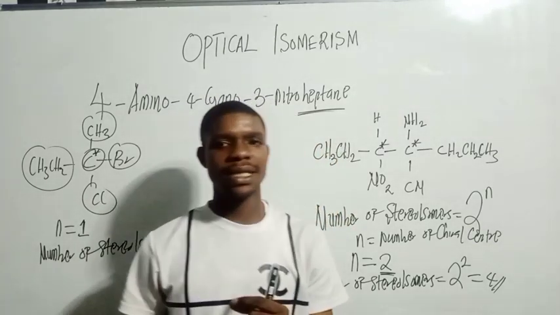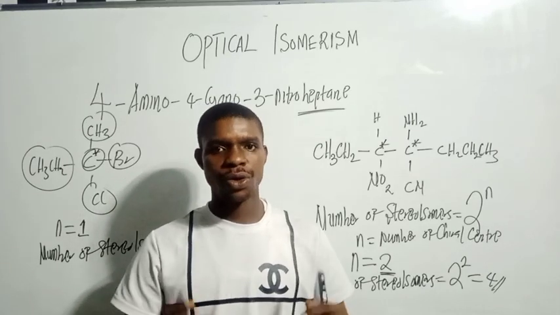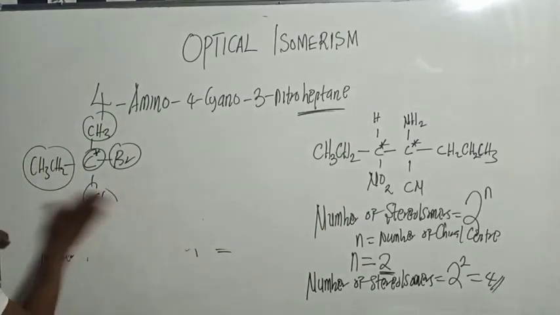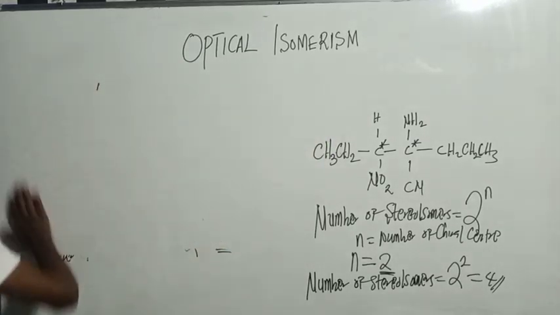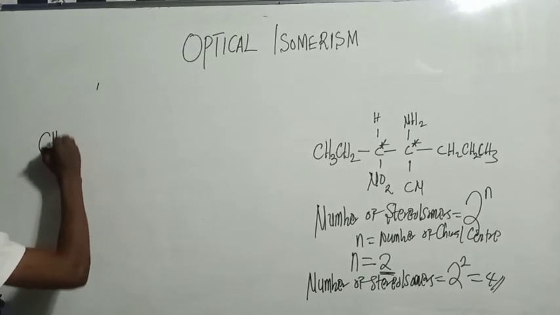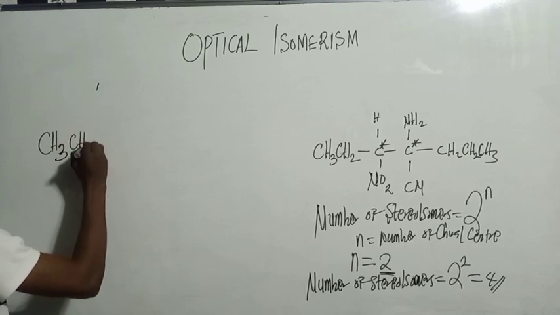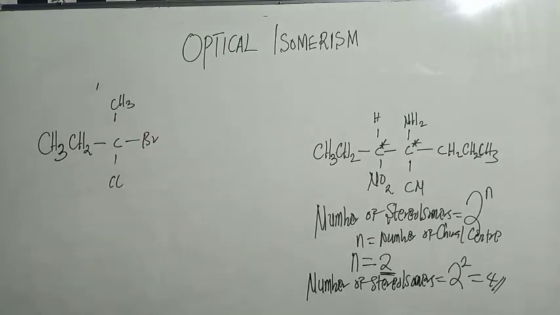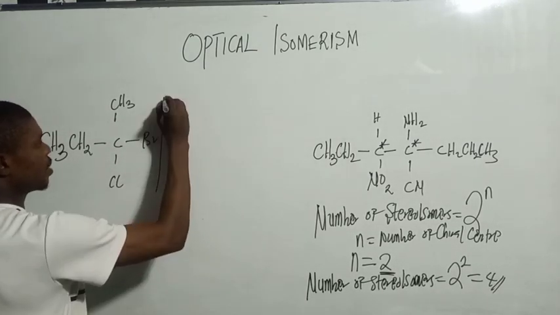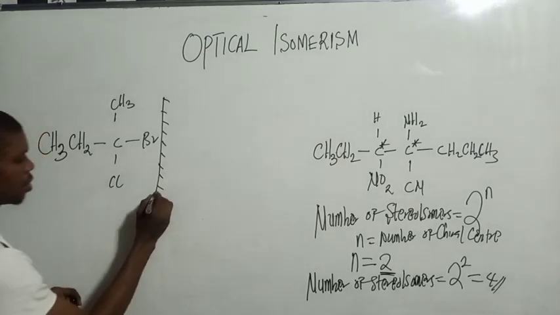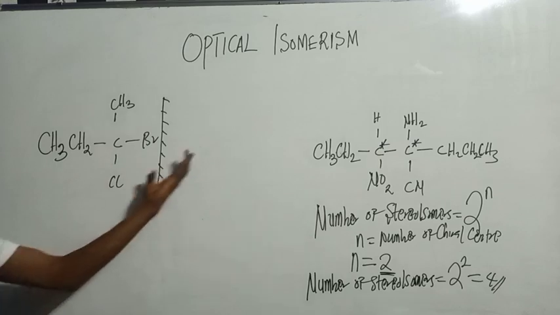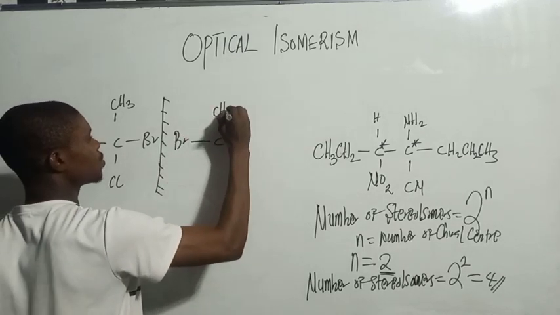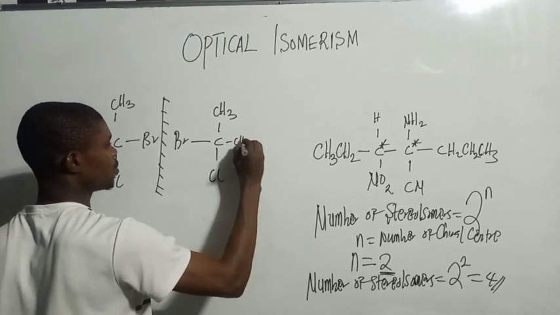What you want to understand is that all chiral molecules have their mirror image. Do you get that? So for example, let me redraw this one again. You have CH3, you have CH2, you have Br, and you have Cl. Now, if you place a mirror at this point here, you get a mirror image of this guy, which is Br, CH3, Cl, CH2, CH2.